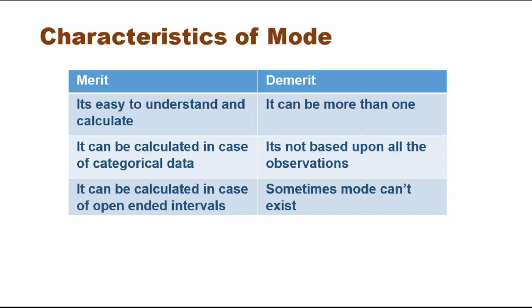So it might be possible that we have the same highest frequency for 2 data points or more than 2 data points. So in this case, we have more than one mode. If we have two highest values, then our data will be bimodal. If we have more than two highest values, then our data will be multimodal. And it is not based upon all the observations. Sometimes mode cannot exist, because suppose all the values occur just once or an equal number of times, then there will be no mode.